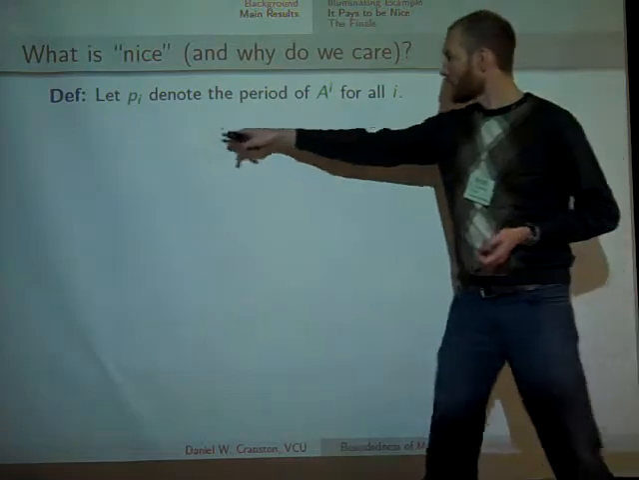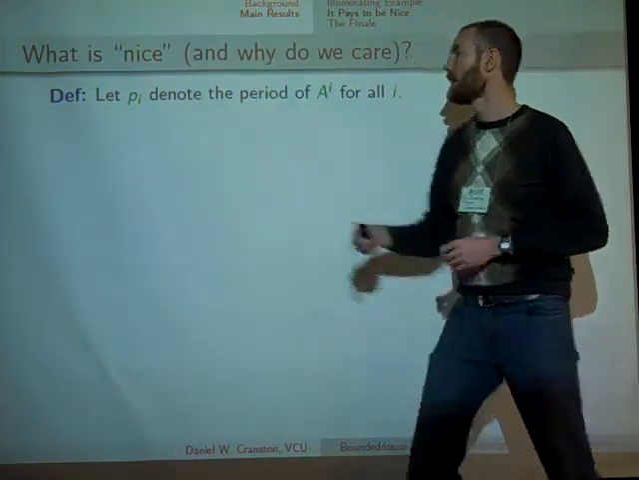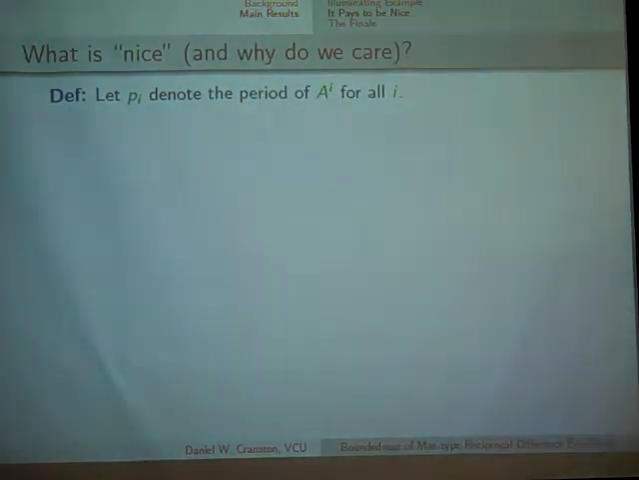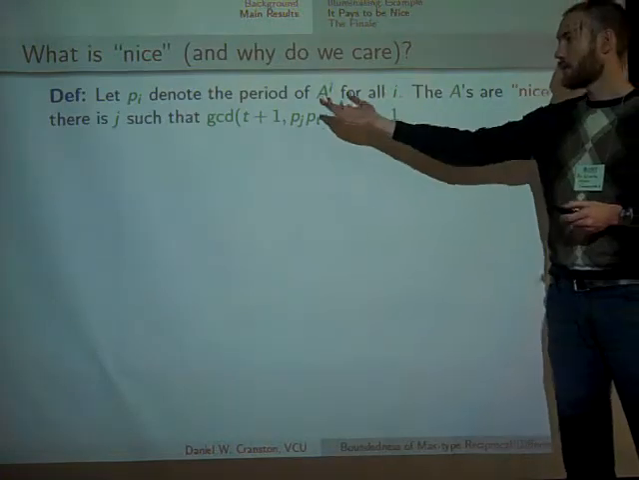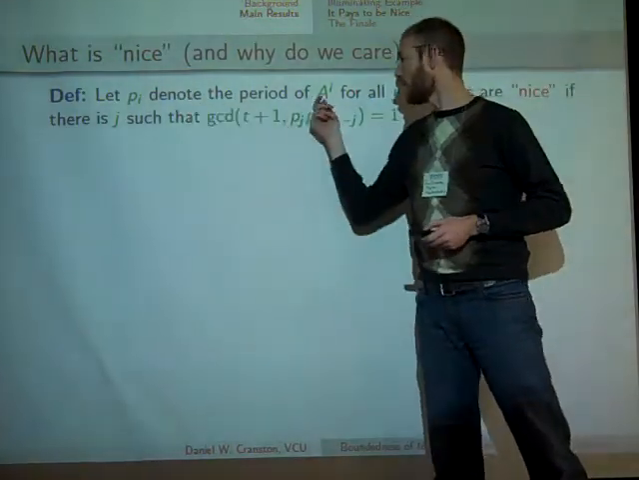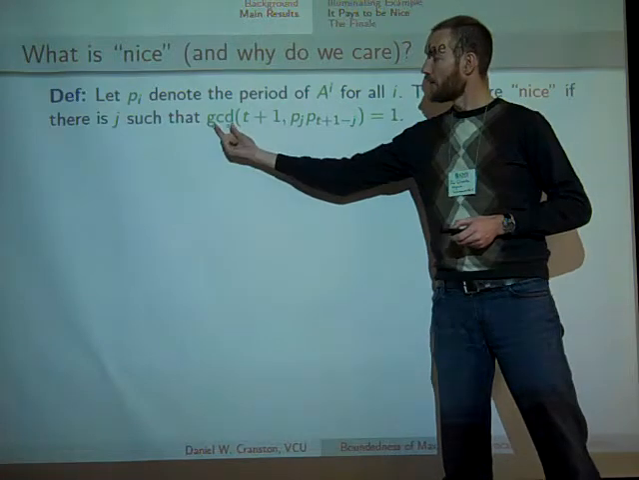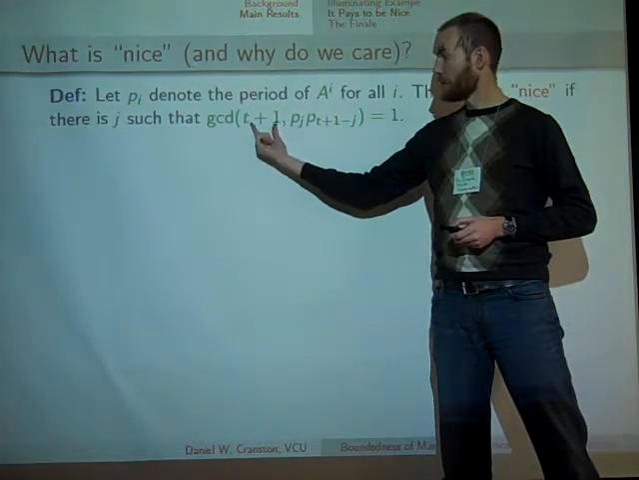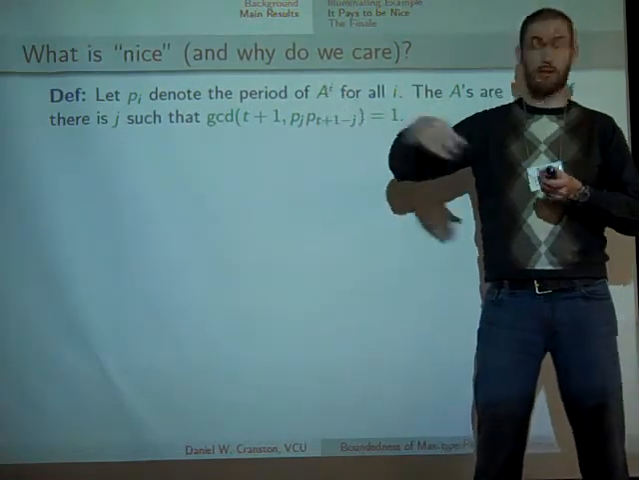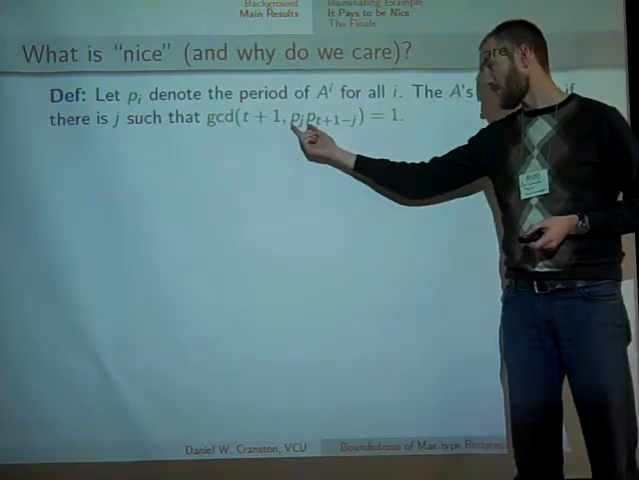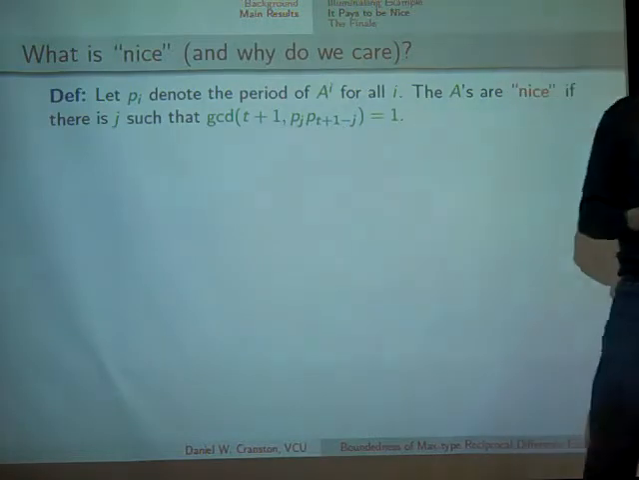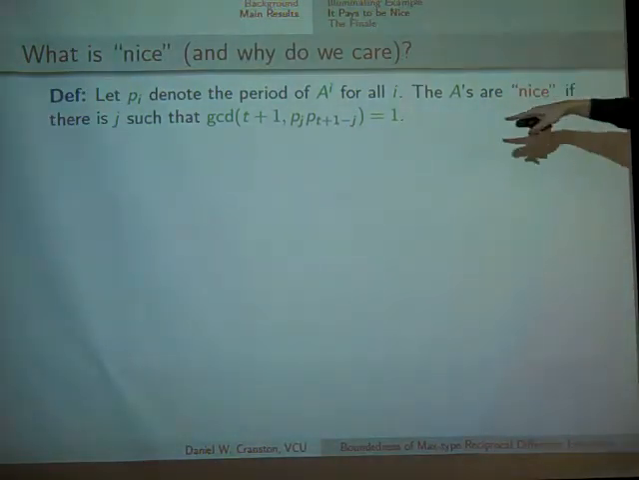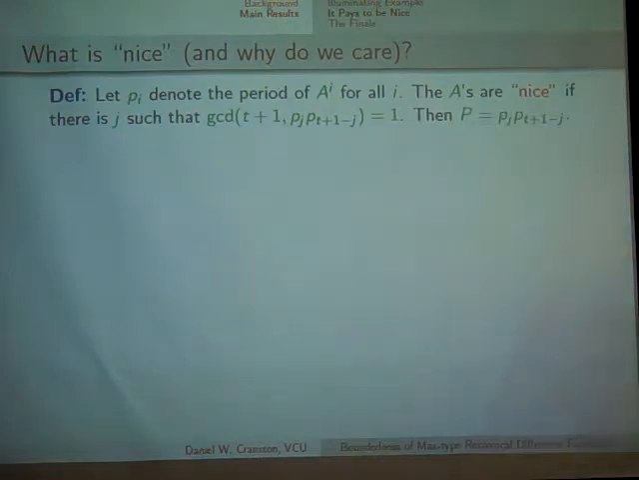For each of these A_i's, we're going to let p_i denote the period of that sequence of coefficients. So the A_i's are nice if there is some j, some index, such that if you take the GCD of t plus 1, which is the depth of the recurrence, and the product of p_j and t plus 1 minus j, then those are relatively prime to t plus 1. Let me just give you an example.